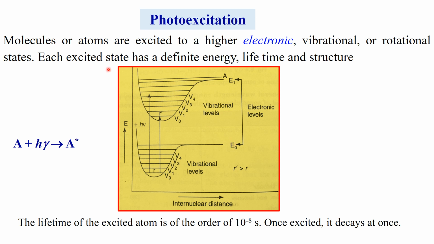And each excited state has a definite energy, lifetime, and structure. The excited molecules or excited species are highly unstable and their lifetime is usually 10 raised to minus 8 seconds. Once excited, it decays at once. Sometimes it decays back into the reactant and sometimes into the products. We will see.